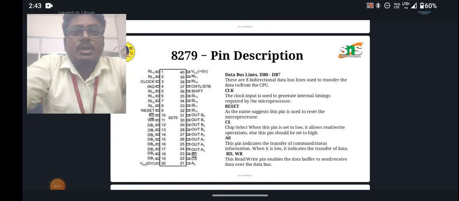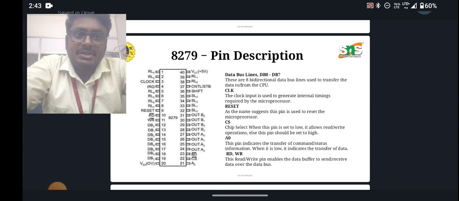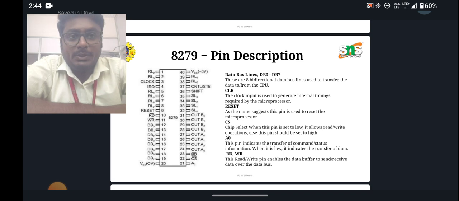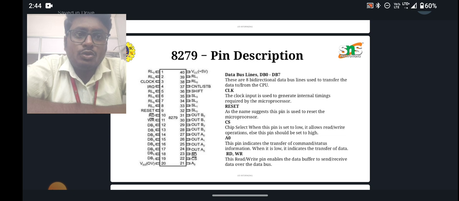In the previous class we discussed the topic of 8051 keyboard and interface in microprocessor. Now we will discuss the topic of 8279 pin description, which consists of 40 pins. The data bus lines, DB0 to DB7, are 8 bidirectional data bus lines used to transfer the data to and from the CPU, whereas the clock input, CLK, is used to generate internal timings required by the microprocessor.